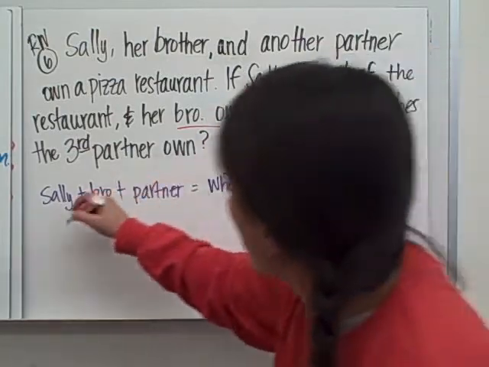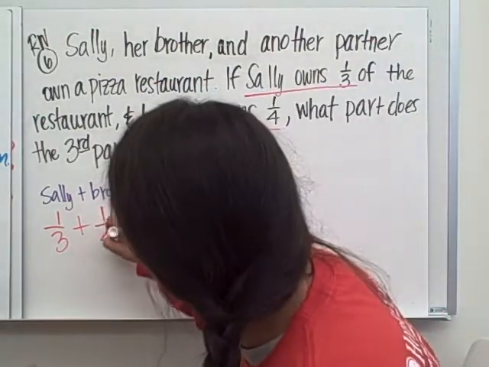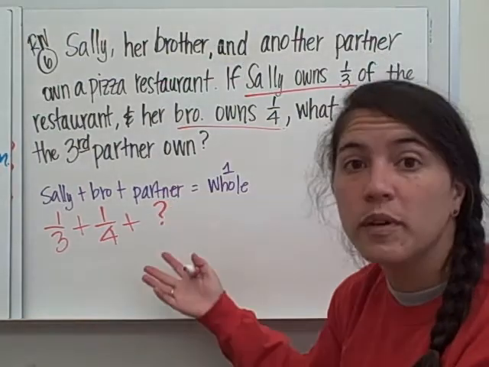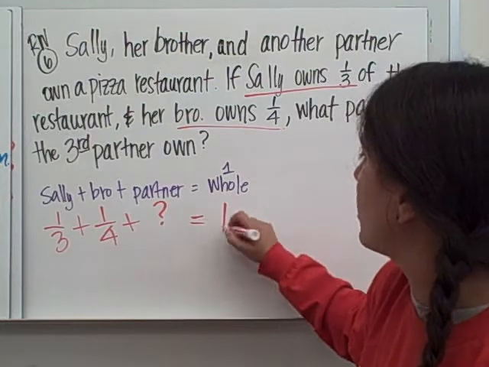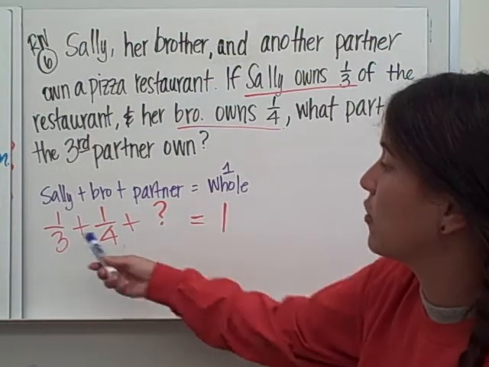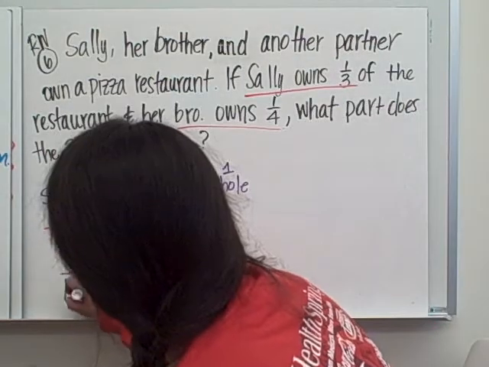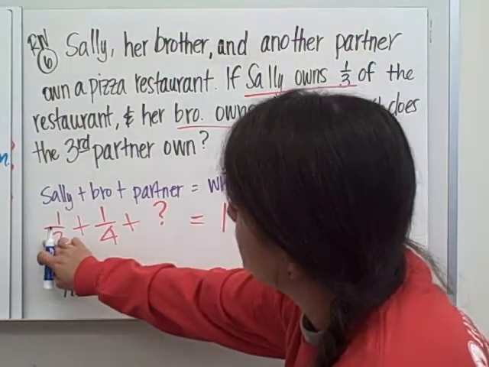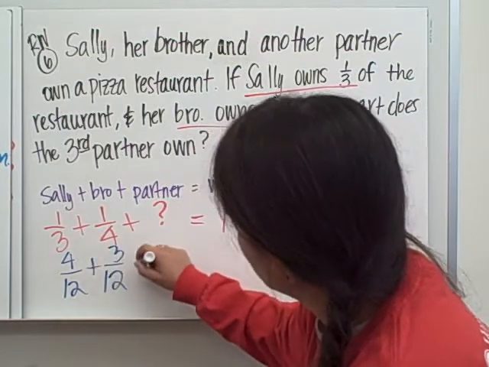Sally is 1/3, her brother is 1/4, and we don't know what this is. We're looking for that. You could put a variable there, x, but right now I'm just leaving it as a question mark. And we know that that is one whole. We need to put together 1/3 and 1/4, so we need a common denominator of 12, and then this would be times 4, and this would be times 3.